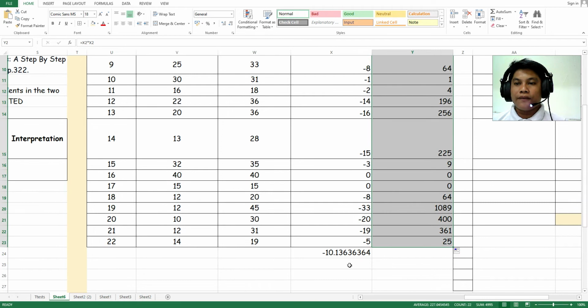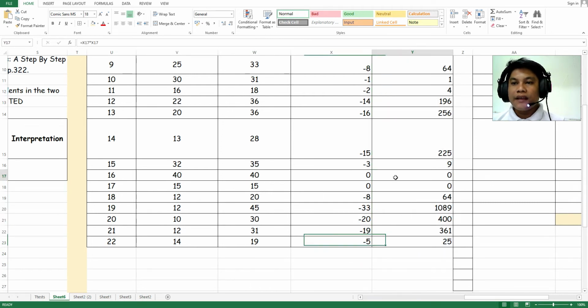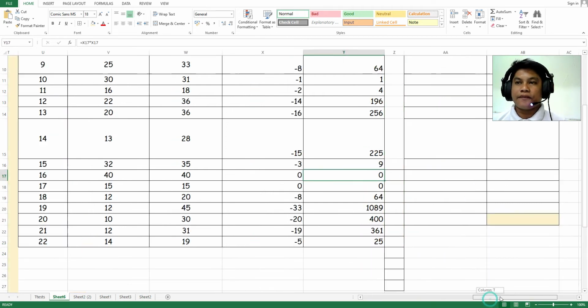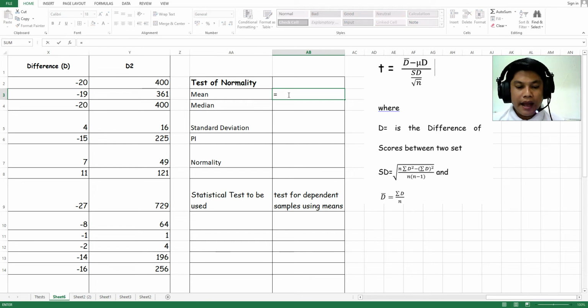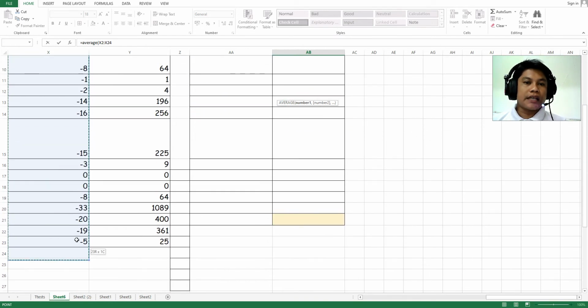Now we have to consider these values in the analysis using the formula of the t-test for dependent samples. Okay, first we have to test the normality. The same idea with the Pearson index. So we will get the average, or the mean, of the D. Okay, so all the scores under study.